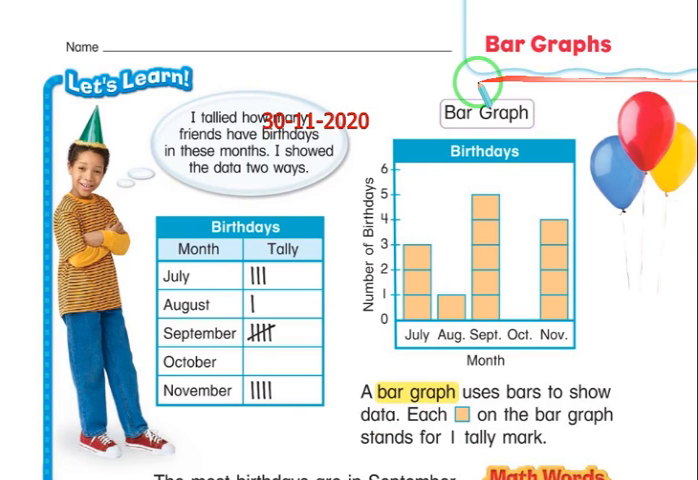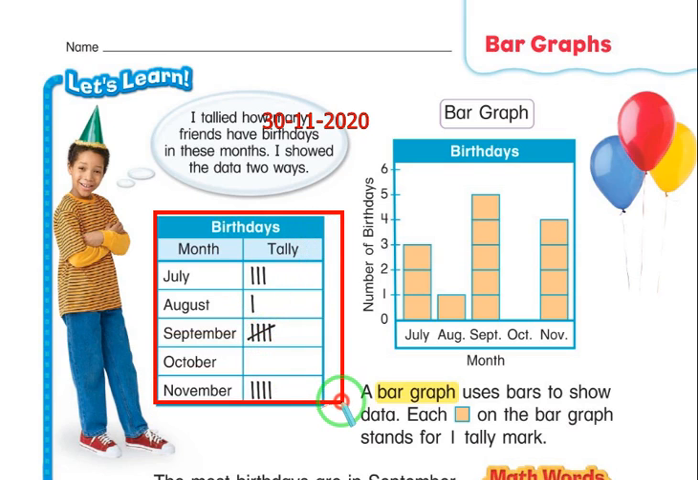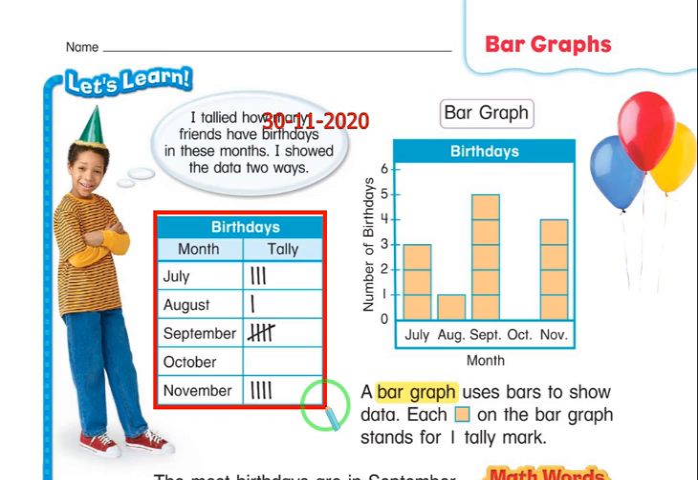Can you please tell me what is the title of this table? This is the table I'm talking about. Now, can you please tell me what is the title of the table? The title is birthdays. This is the title. And how many columns do we have? We have two columns. The first one titled month, and the second one titled Tally.